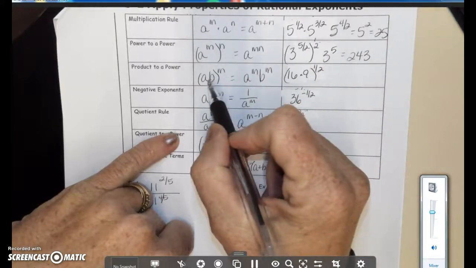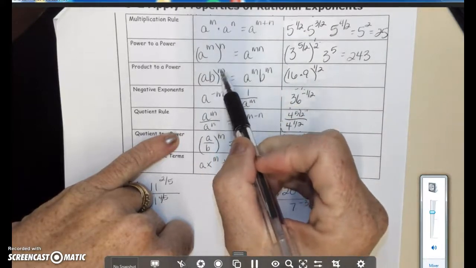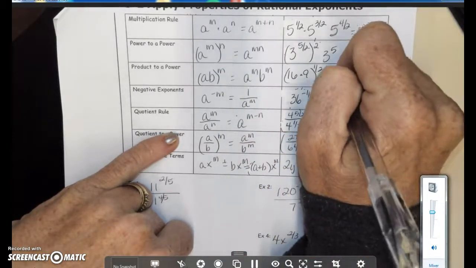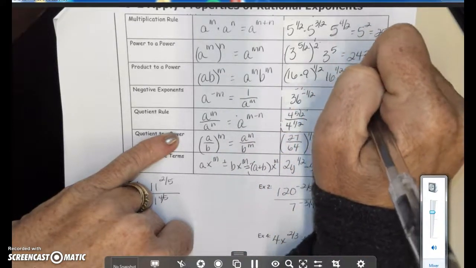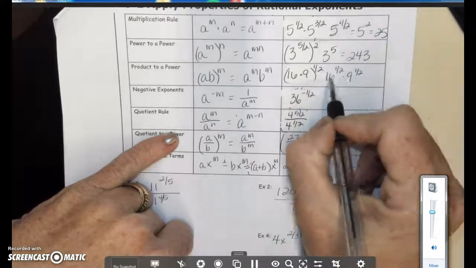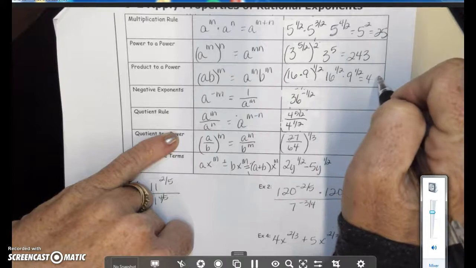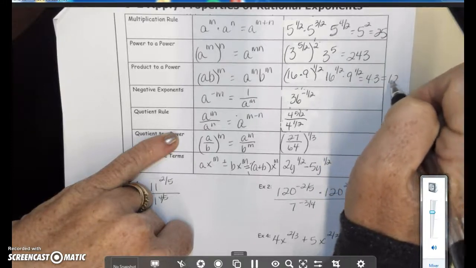Here now we can separate. Just like you can raise everything to the same power, you can separate those and raise them to the same power. So you would have 16 to the 1/2 times 9 to the 1/2. We now know that those mean square roots. So the square root of 16 is 4. Square root of 9 is 3. So that gives us an answer of 12.